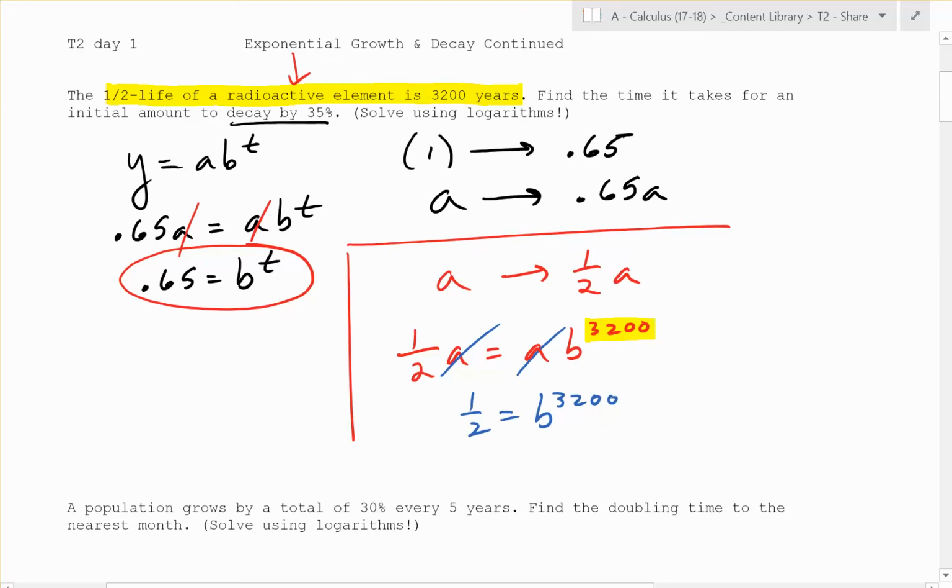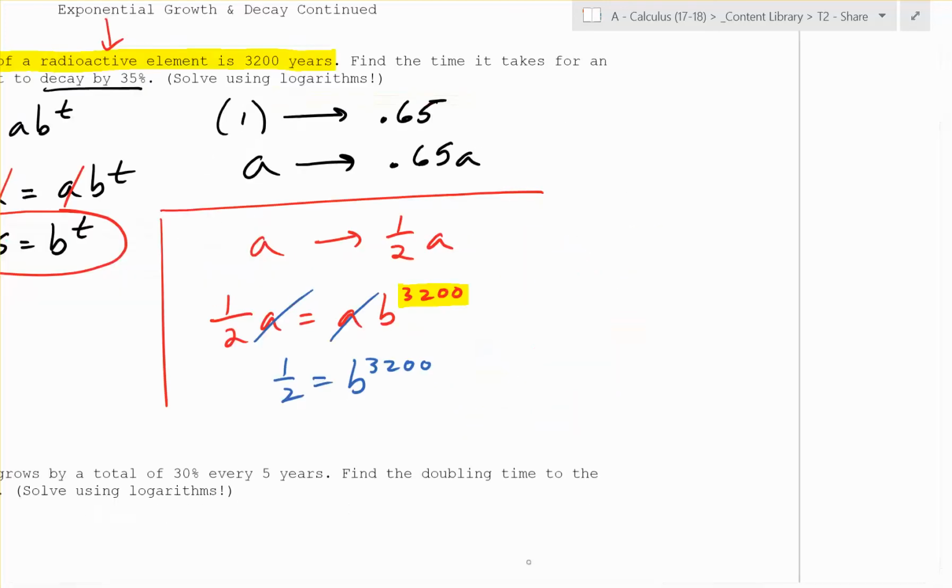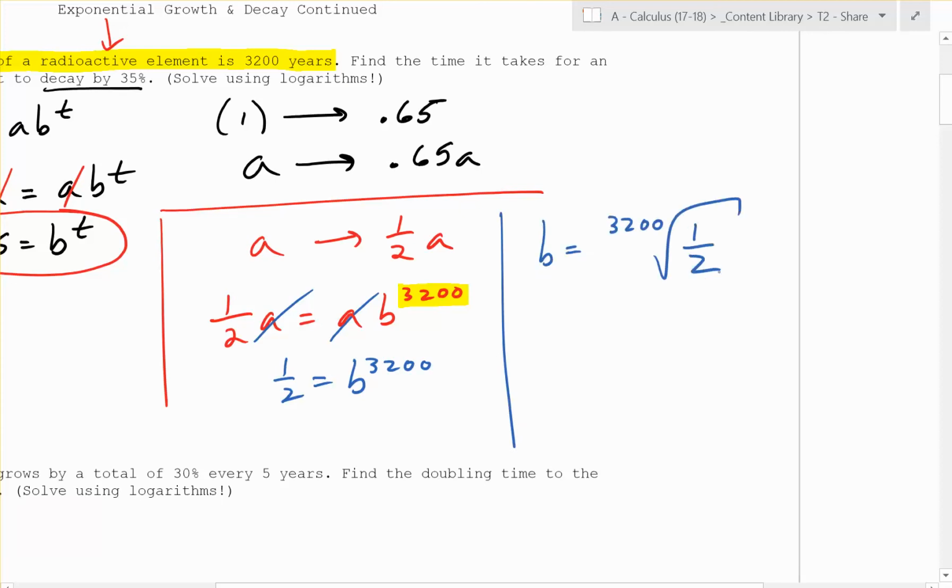And that's one variable, so we can solve for b. And we do that by taking the 3,200th root of 1/2. So b is going to be equal to the 3,200th root of 1/2. You might ask yourself, how do you type that into your calculator? You can do 1/2 to the 1 over 3,200 power. So you definitely need a calculator.